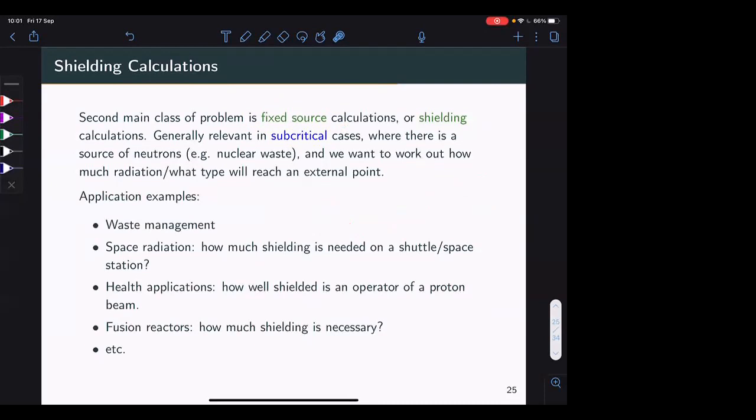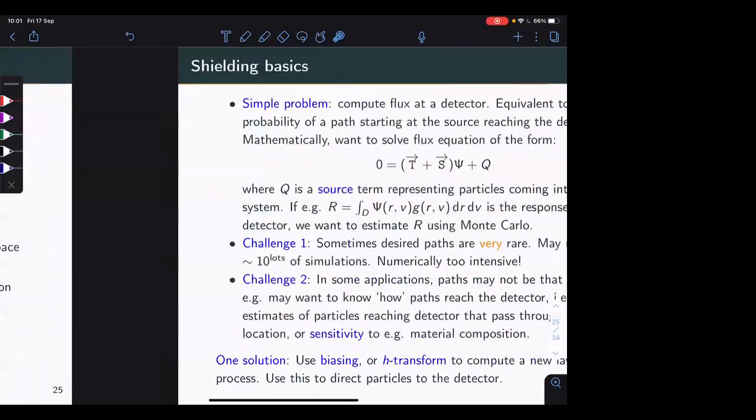These are things like, if I have nuclear waste, am I shielding it correctly? What happens if I drop my container and it has a crack? Will it still be safe? There are space radiation health applications, and fusion reactors, which are generating lots of particles. If I want to run a fusion reactor, how do I do that in a way that is safe in terms of what's coming out of it?